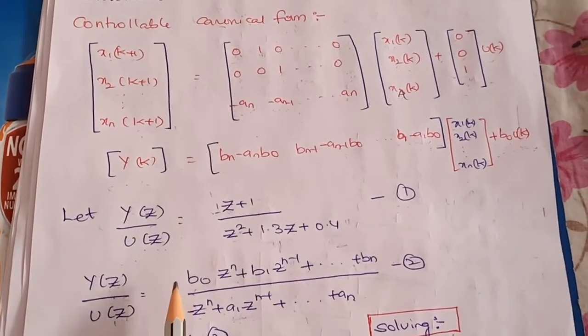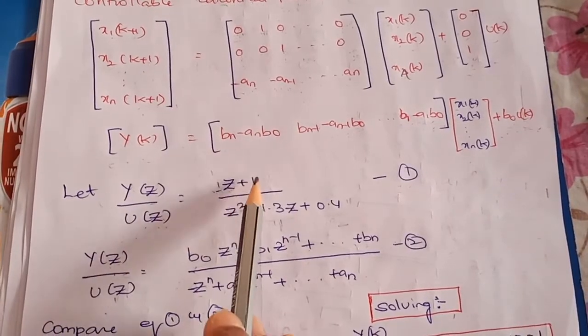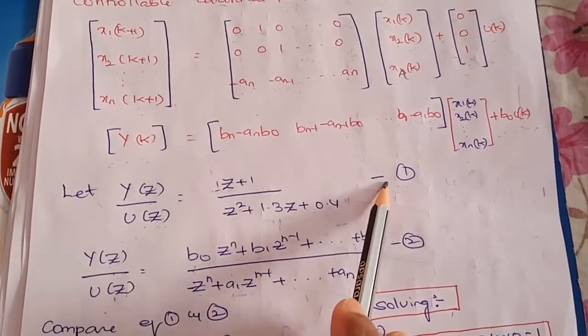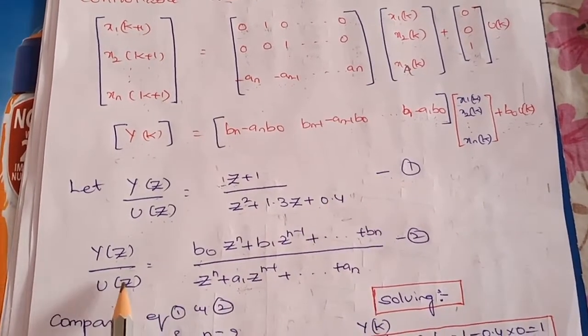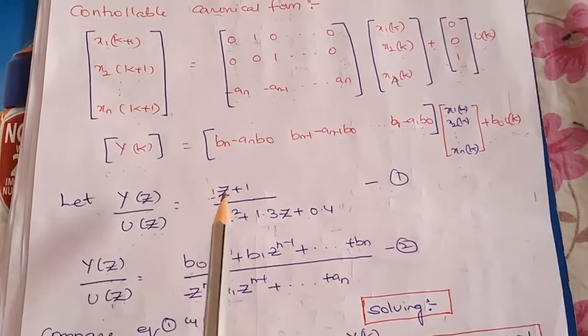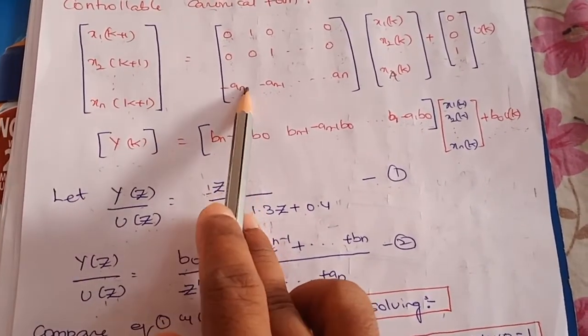Now let us solve the question. Given Y(z)/U(z) = (z + 1)/(z² + 1.3z + 0.4), let us assume this is equation 1. And this is a standard representation of the transfer function for controllable canonical form as well as observable canonical form. So you have to remember this formula as well as this representation.